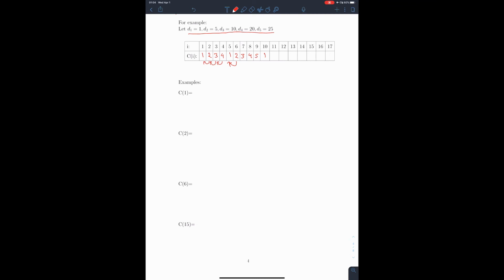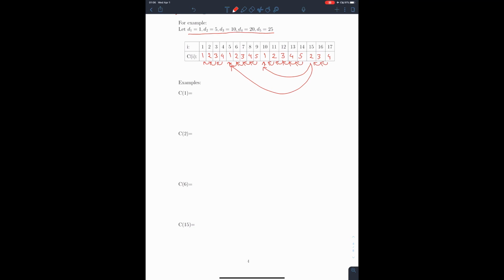5. If you try to find out all the empty cells here, you can calculate 11 will take 2 coins, 12 will take 3 coins, 4 coins, 5 coins, and 2 coins. Why 2 coins? We can use one 10 cents and one 5 cents. 16 will take 3 coins, 17 will take 4 coins.